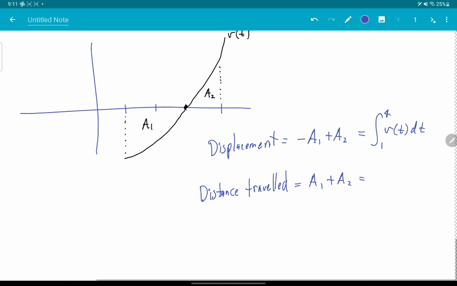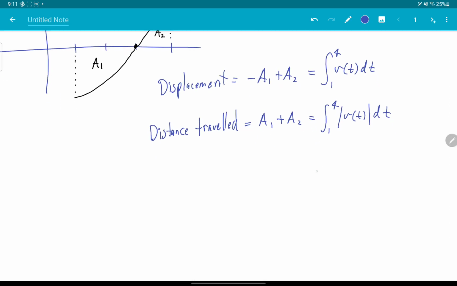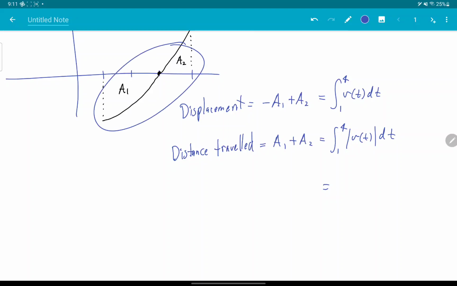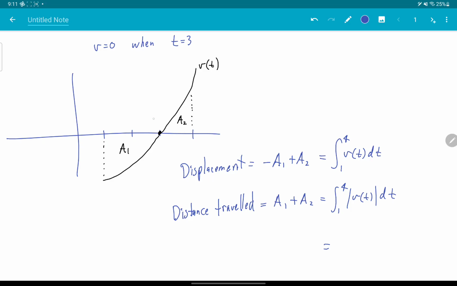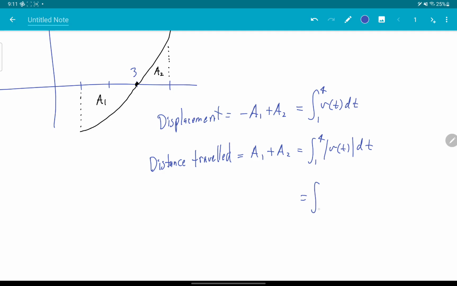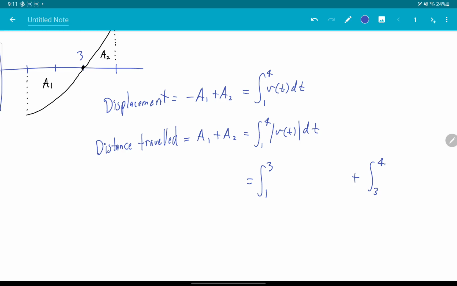But for distance, we're not going to be able to do that. We can do it with integrals, but we have to be more careful. We have to do absolute value, first of all. We'll do the absolute value of velocity. And based on our diagram, we can break our integral at 3. So we can go 1 to 3, and then another integral from 3 to 4. So I'll leave the absolute values in there for now.